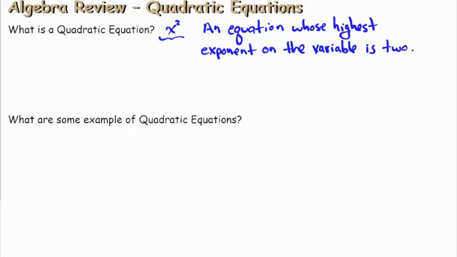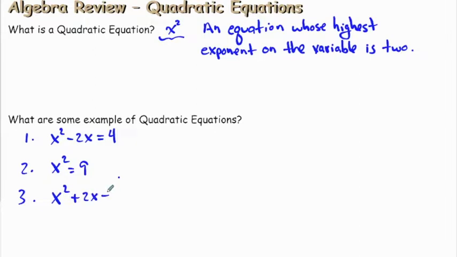Similarly, if we wanted to talk about cubic equations, a cubic equation would be an equation whose highest exponent is 3. A linear equation is an equation whose highest exponent is 1. So what are some examples of quadratic equations? Well, we can write a few examples here. And we can see that we have a few different examples.